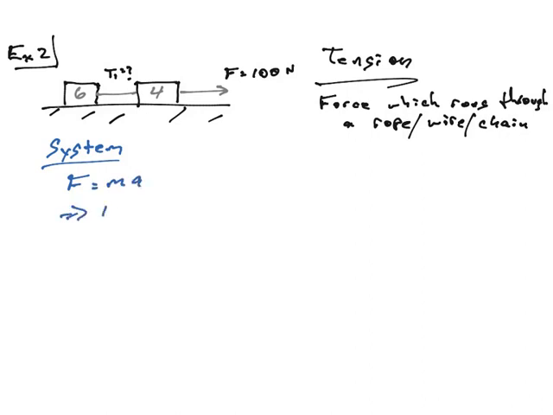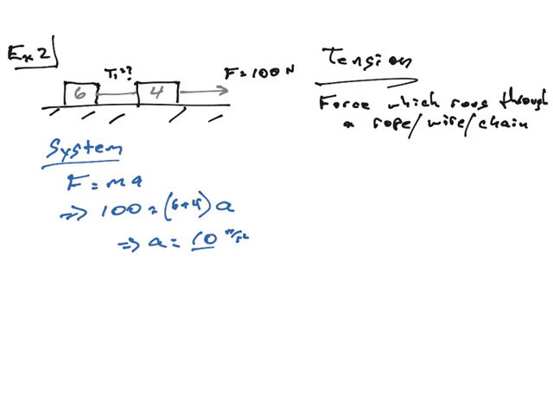I'm applying a total force of 100 to my system. What's the total mass of my system? Well, of course, it's 6 plus 4, 10. And this will give rise to some acceleration of the system. So I want to solve for acceleration. 100 divided by 10 is 10.